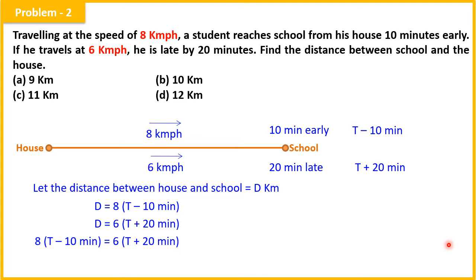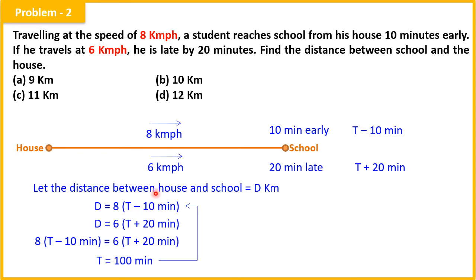8 into t minus 10 minutes is equal to 6 into t plus 20 minutes. Simplifying this particular equation, we get t is equal to 100 minutes, usual time. Now if we substitute the value of t in any of the above equations, we can easily calculate the distance. Let us substitute in the first equation. So it will be 8 into 100 minus 10 minutes, that is 8 into 90 minutes.